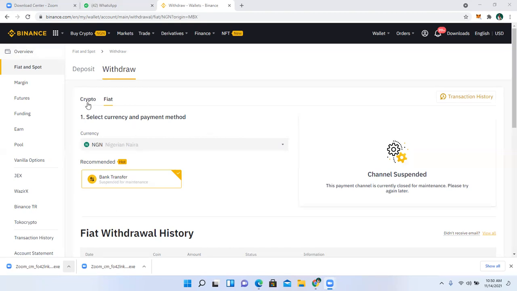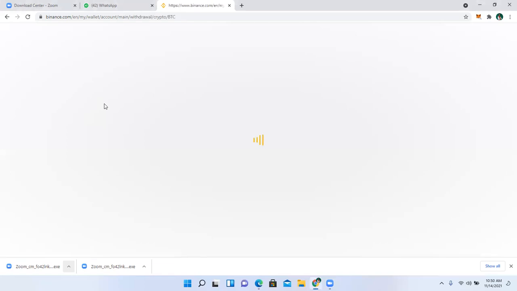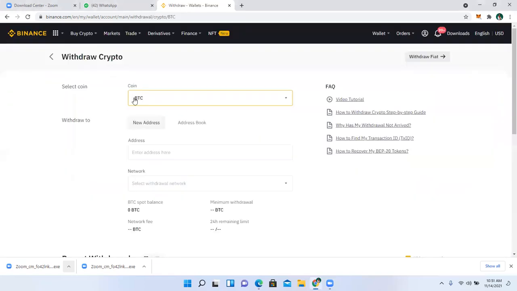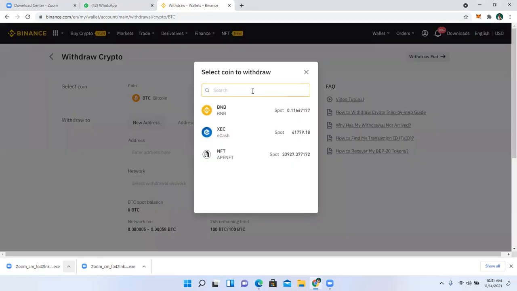So what you just need to do is, if you want to send crypto to someone, or send it to another wallet, or let's say you meet an external vendor and you want to sell crypto to them and collect cash, right? Let's say you need cash for something, or you want to cash out. Just click on crypto. Once you click on crypto, it will open and then you select the coin you want to withdraw.